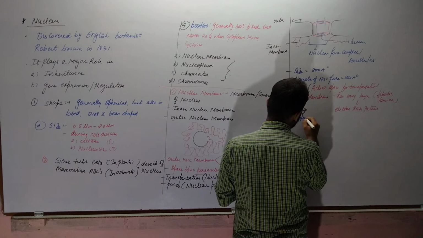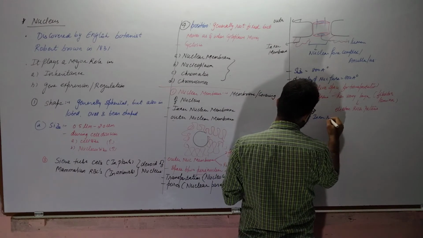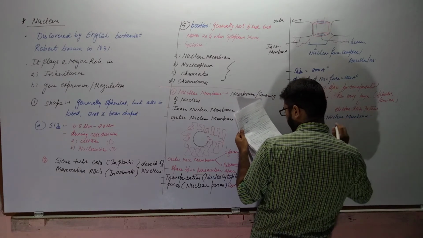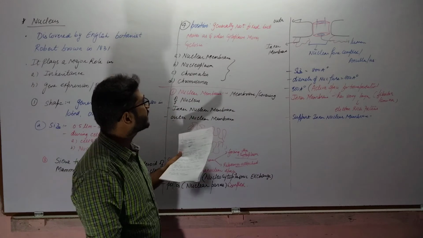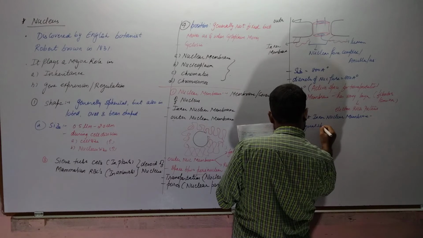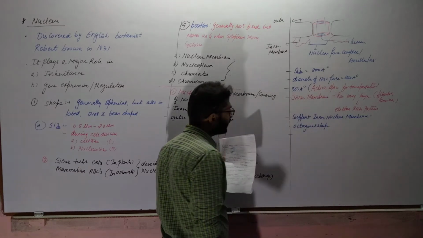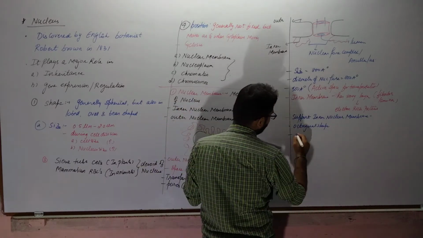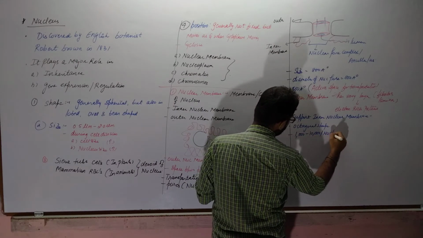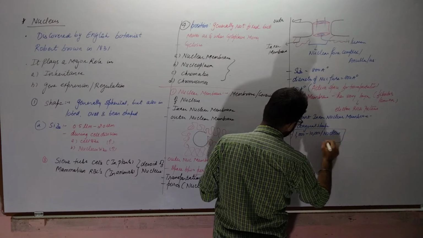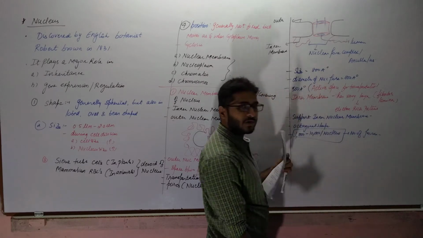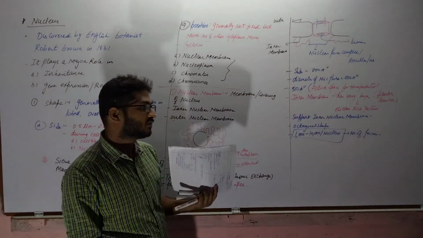So support the inner nuclear membrane, right? And this is what we call an octagonal shaped pore, and the number of pores depends upon the type of the cell. It can range from 1000 to 10,000 per nucleus. This is the number of pores available per nucleus of a particular cell, right?